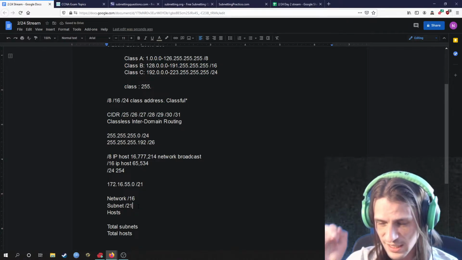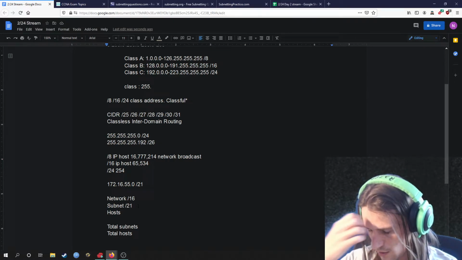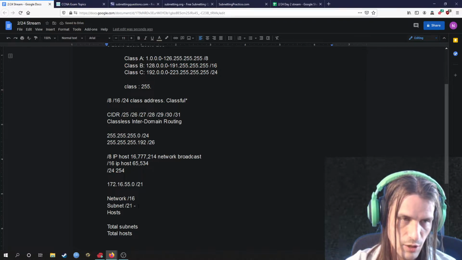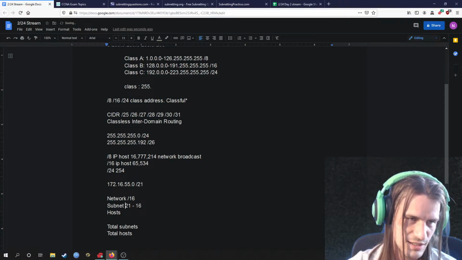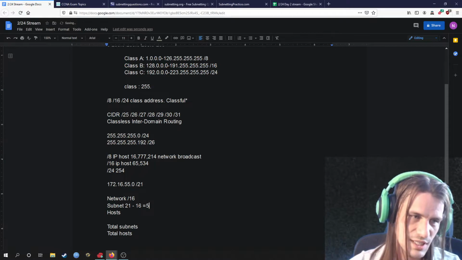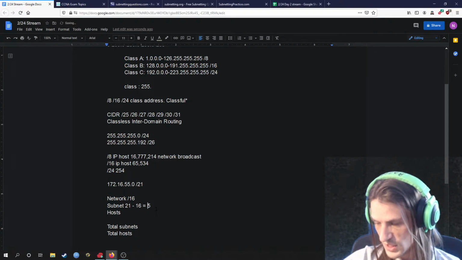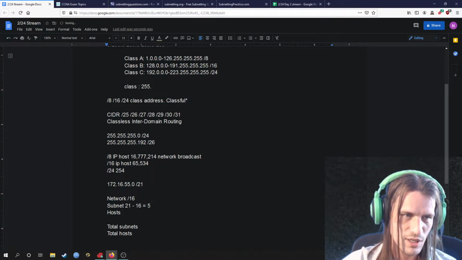So we need to take /21 and subtract that from the original /16. You don't really need the dashes, so it's just 21 minus 16. So the difference is 5. It's not actually 5 new subnets. The difference is 5 between the original subnet and the new subnet mask.